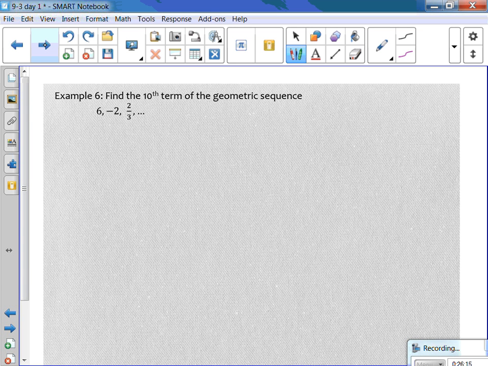Okay, that negative 2 over 6 giving us negative 1/3. And again, I can make sure we did that right with the 2/3 over negative 2. Likewise, we come up with that negative 1/3. So now we're good. I got my r. And I have my general equation for the nth term.